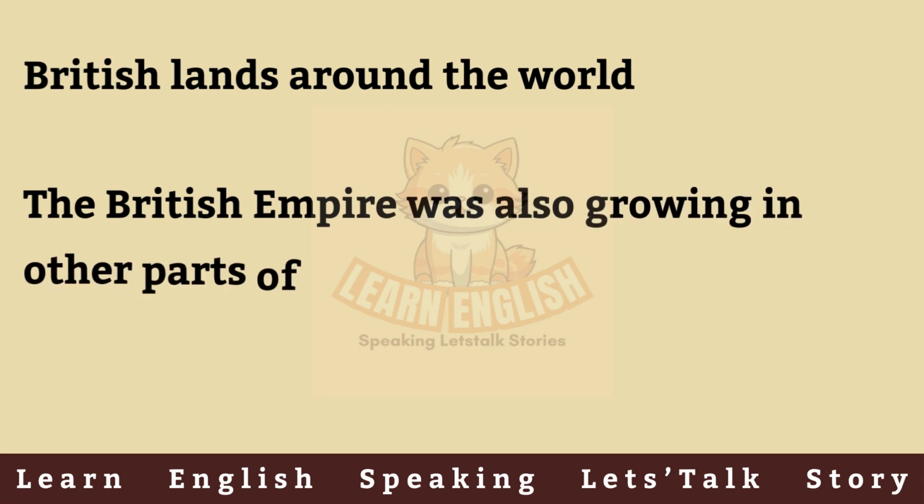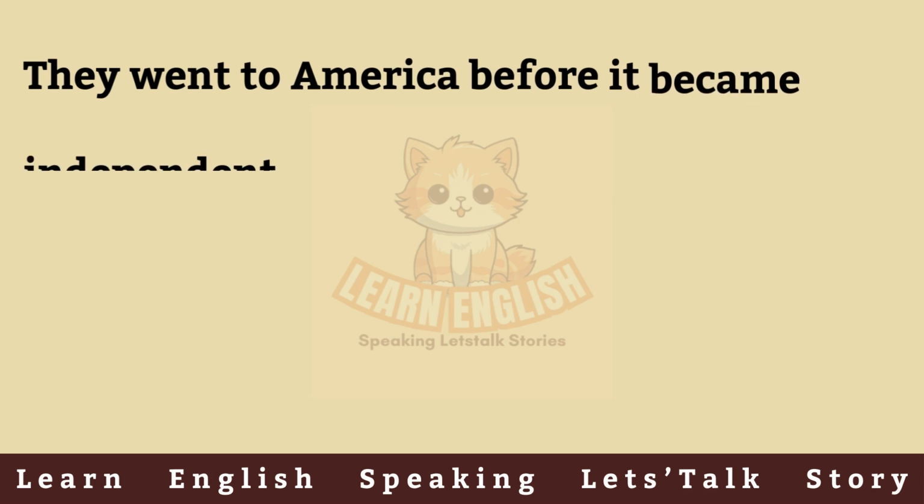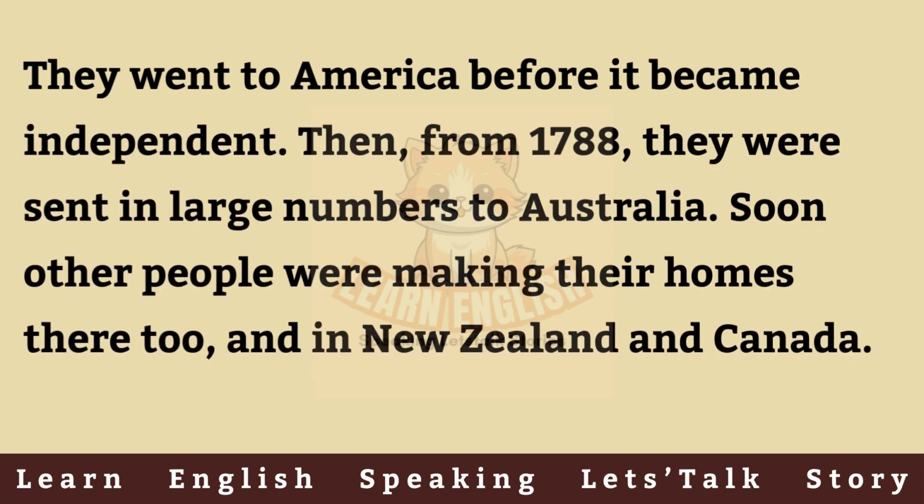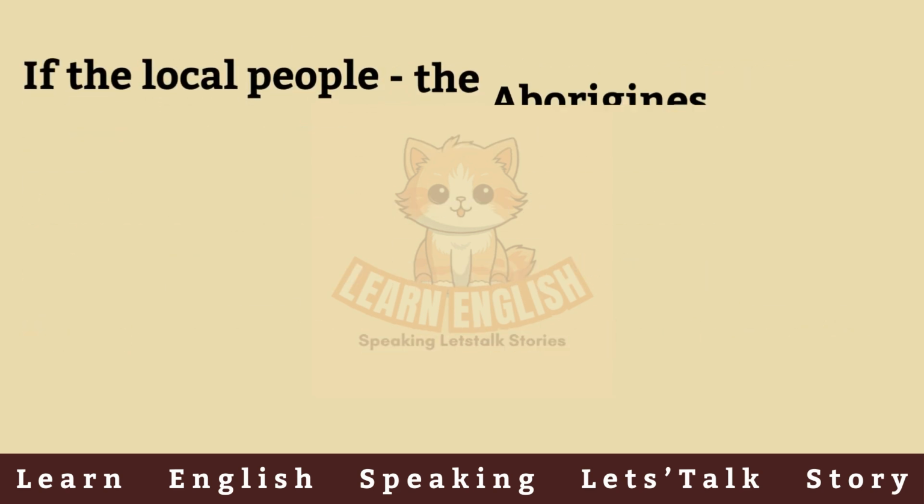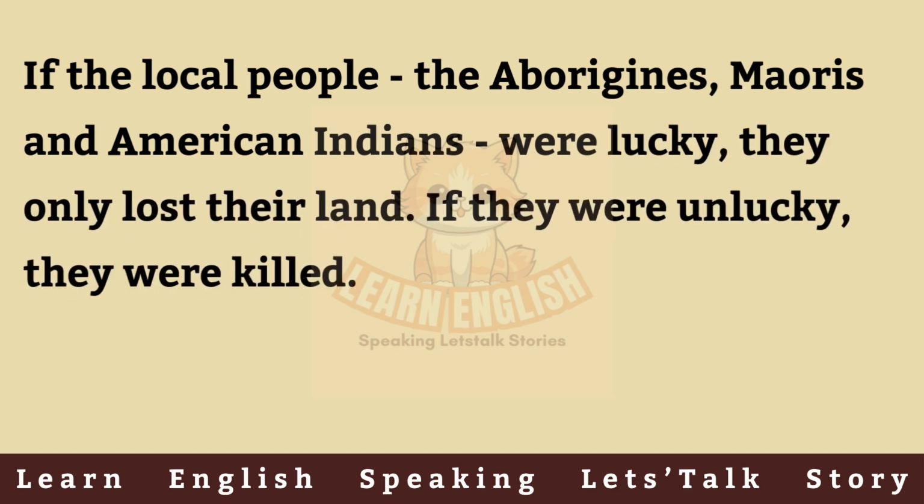British lands around the world. The British Empire was also growing in other parts of the world. Criminals were sent abroad because it was cheaper than prison. They went to America before it became independent. Then, from 1788, they were sent in large numbers to Australia. Soon other people were making their homes there too, and in New Zealand and Canada. If the local people, the Aborigines, Maoris, and American Indians were lucky, they only lost their land. If they were unlucky, they were killed.